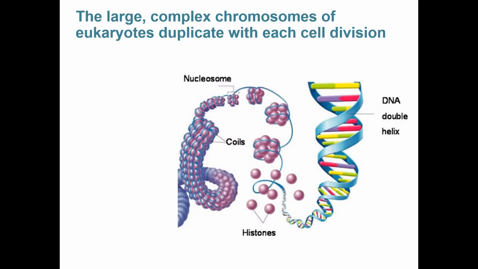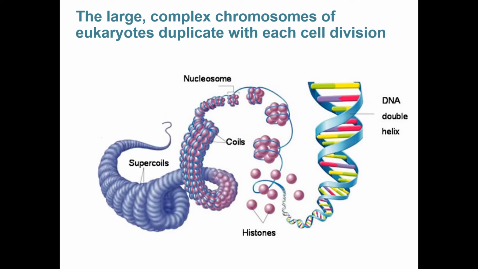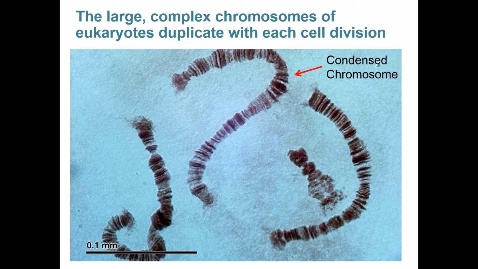Your DNA isn't much different. Your DNA is going to be wrapped around proteins called histones, and those histones will be wrapped into coils. Those coils will further coil into supercoils, and these supercoiled materials are what we call chromatin. So DNA itself is just the nucleotide double helix, but chromatin is packed DNA wrapped around histones.